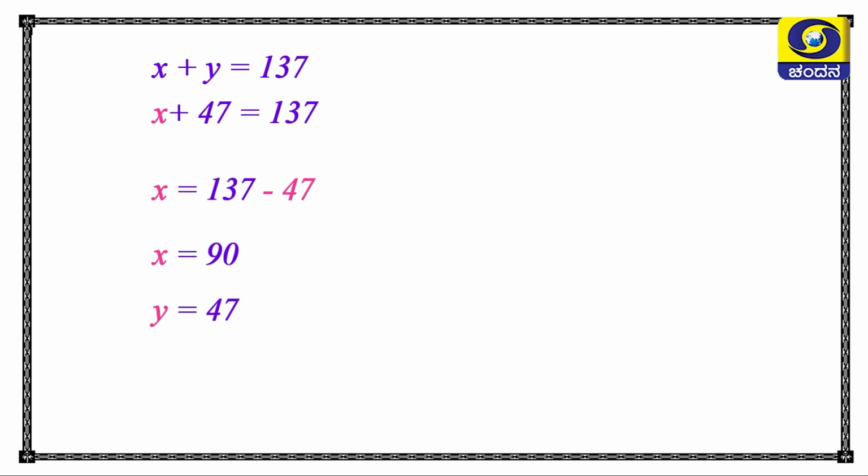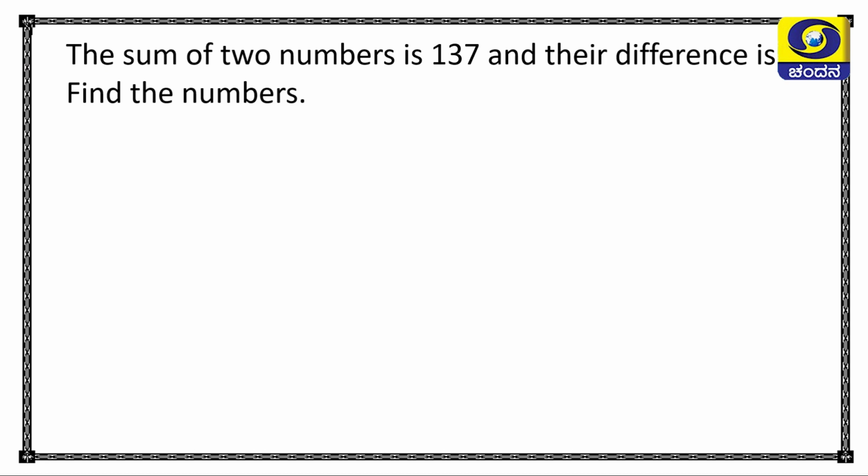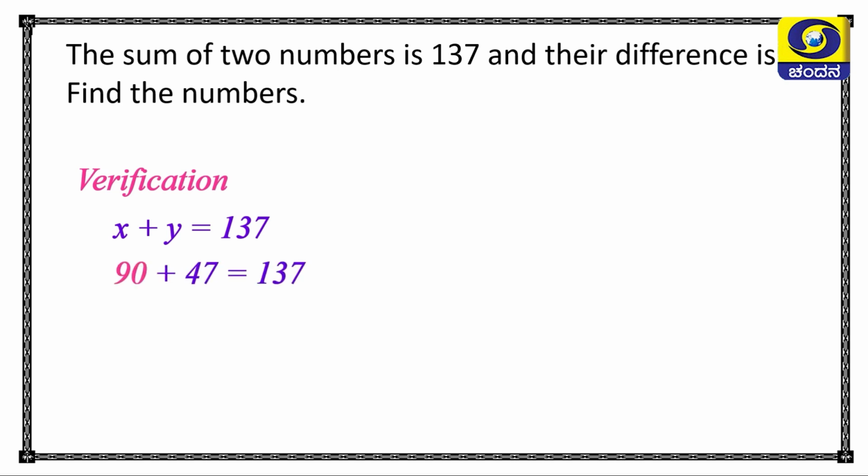Now let us verify this. Here I got the value of x as 90 and y as 47. Now let's do verification. The sum of two numbers is 137, that is x plus y is equal to 137. Substitute the value of x and y here. 90 plus 47 is equal to 137. Is it right? 90 plus 47 is equal to 137. So first condition satisfied.